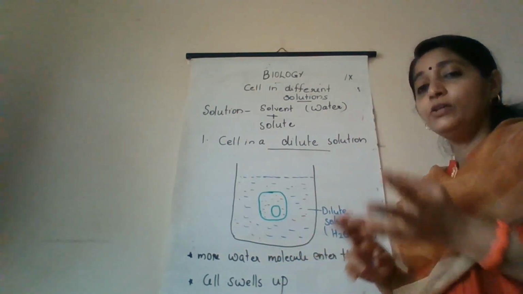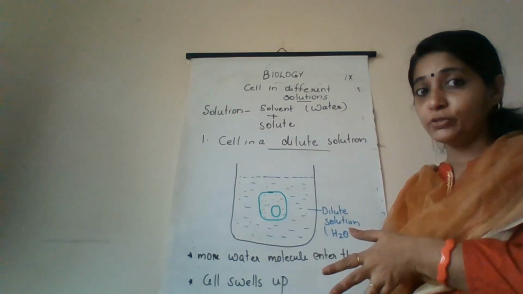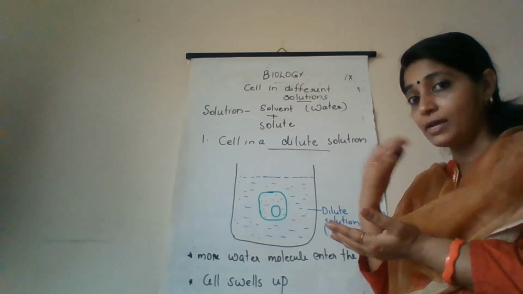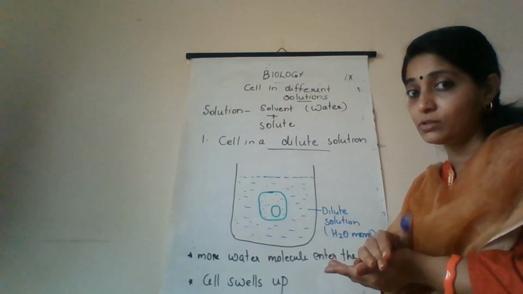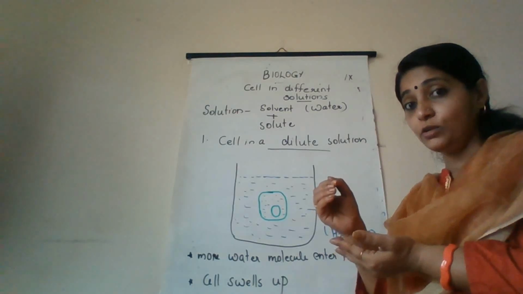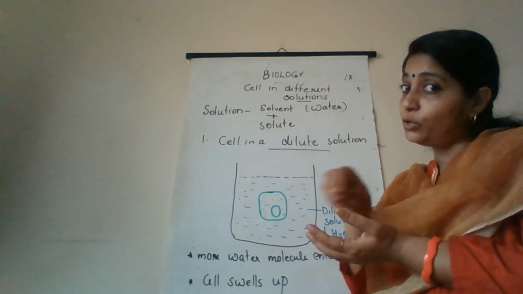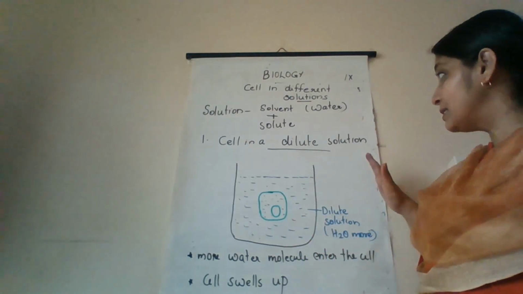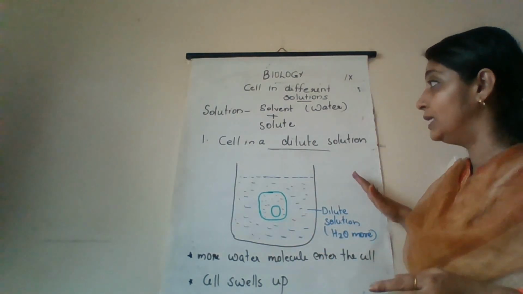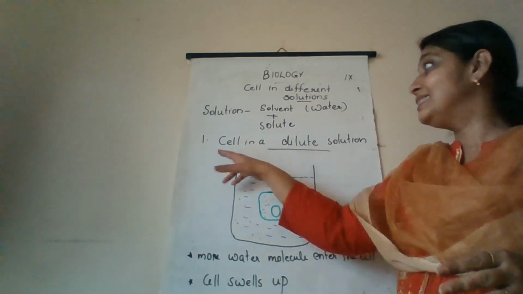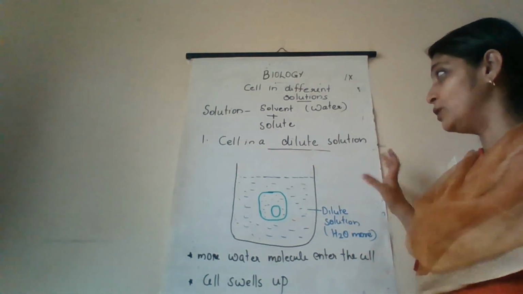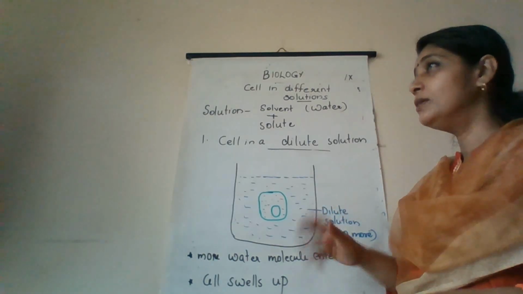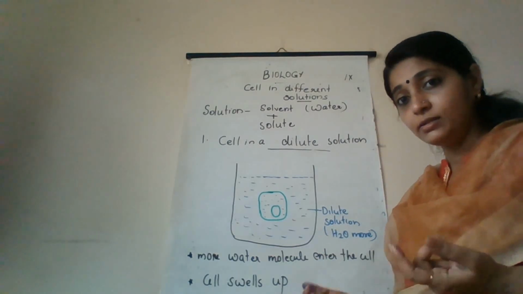Now you know about concentrated solution and dilute solution. In a dilute solution, the amount of solute will be less and the solvent will be more. Concentrated solution means the amount of solute will be more in the solvent. So the first case we are going to deal with is a cell in a dilute solution. Dilute solution means the amount of water molecules will be more in that solution.